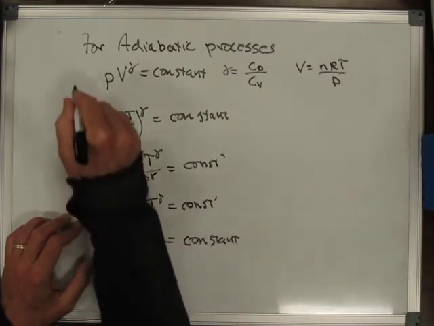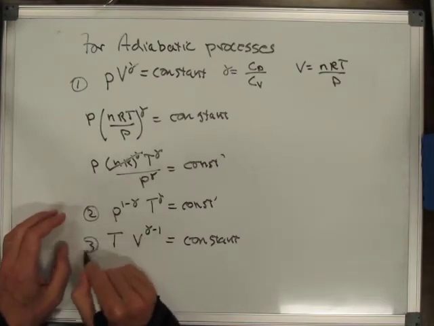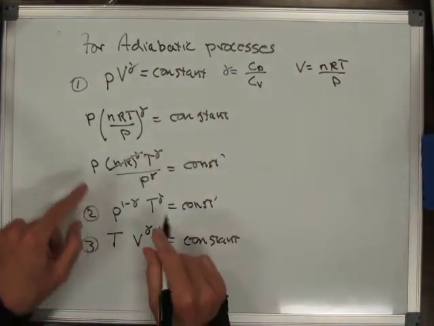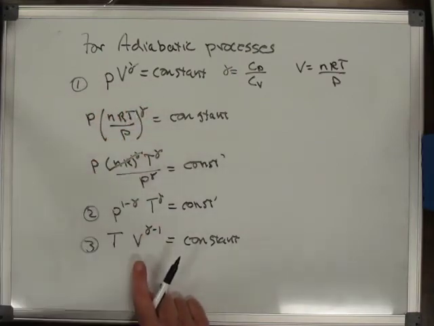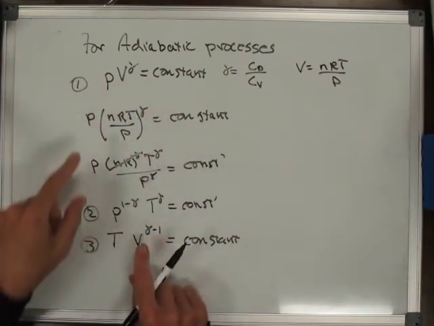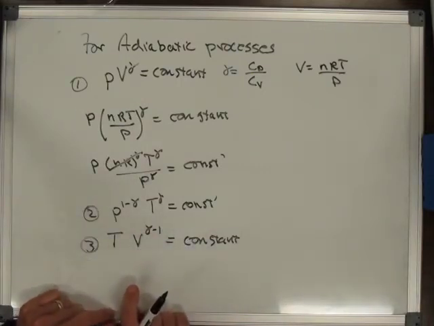And so, here's an equation, here's an equation, here's an equation. They're all different ways of using the ideal gas law and the adiabatic equation to write the adiabatic equation in terms of pressure and volume, or in terms of pressure and temperature, or in terms of volume and temperature.